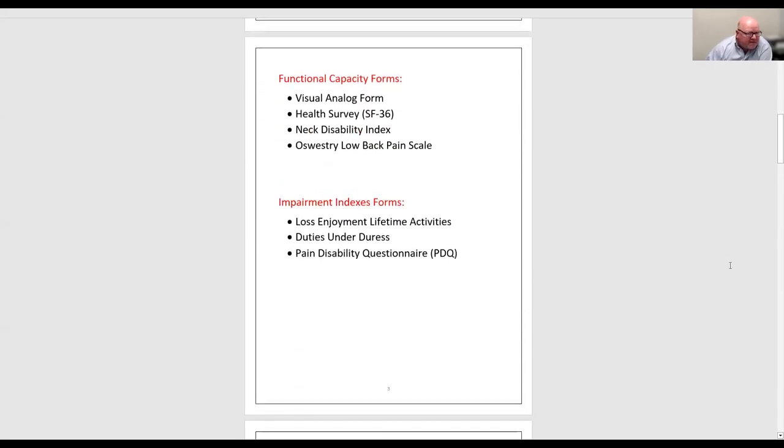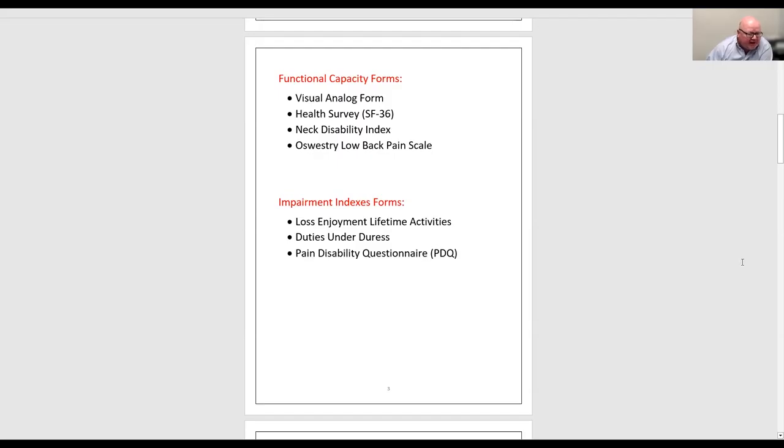Functional capacity forms, the visual analog form, the health survey. We're going to use that as a functional capacity form. That's a real good standard activities of daily living functional capacity form. For the neck, we'll typically like to use the neck disability index, and for the low back, we like to use Oswestry. Remember, there's functional capacity forms for every joint in the body. So if you do need something for the shoulder or the elbow, you can just Google that and find a functional capacity form for that particular anatomy. These are the standard ones for the spinal injuries, the neck and the low back.